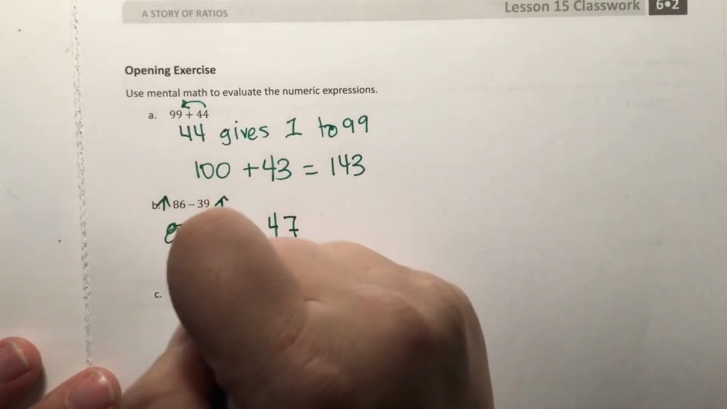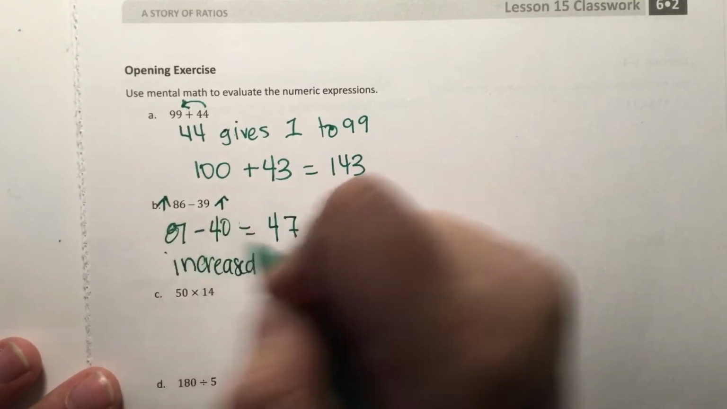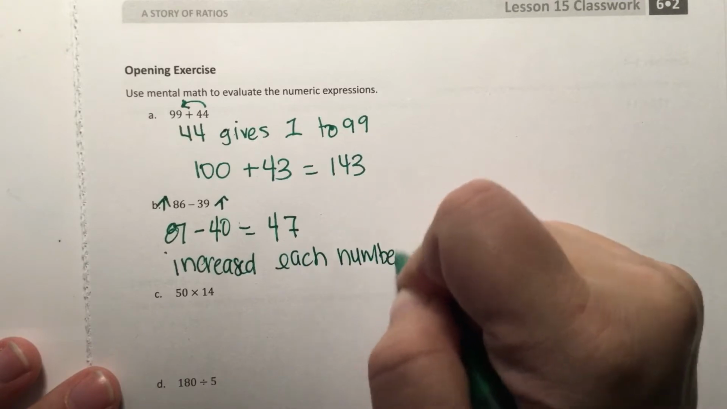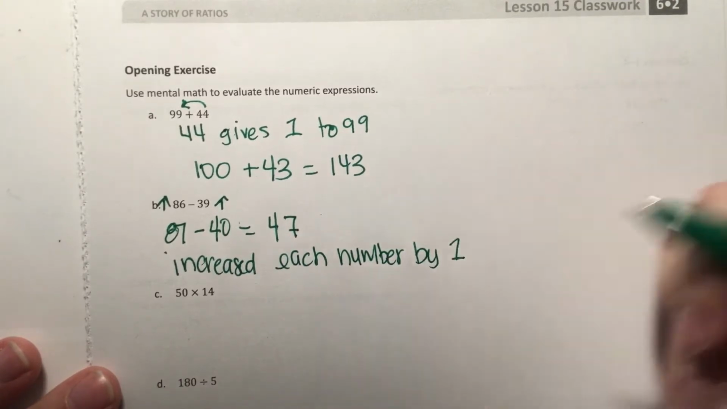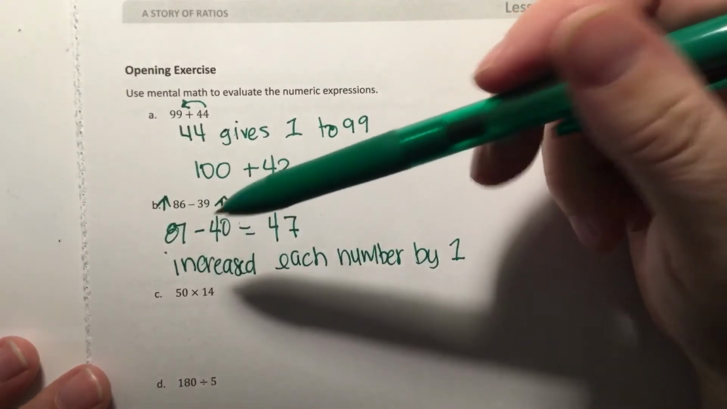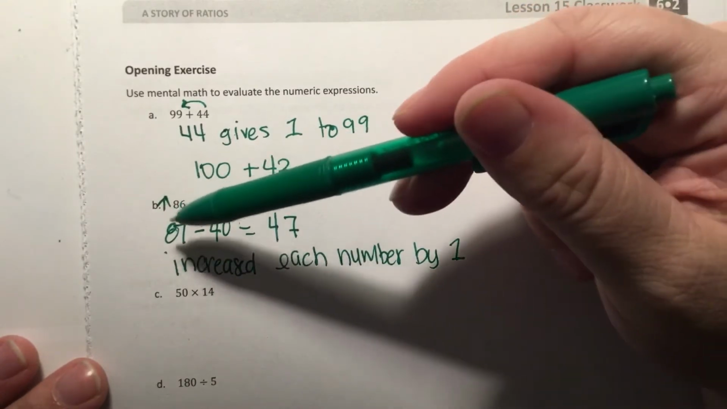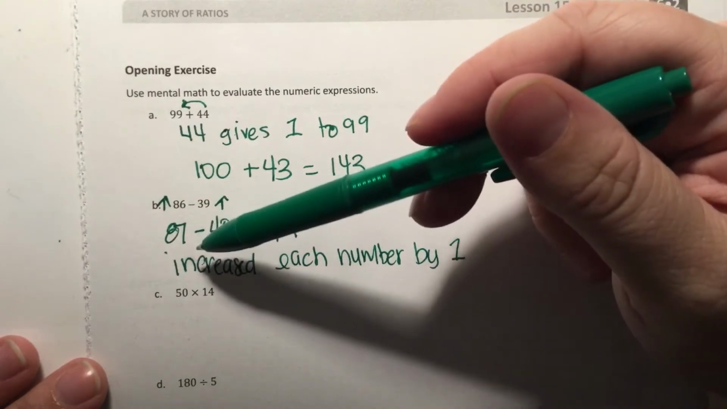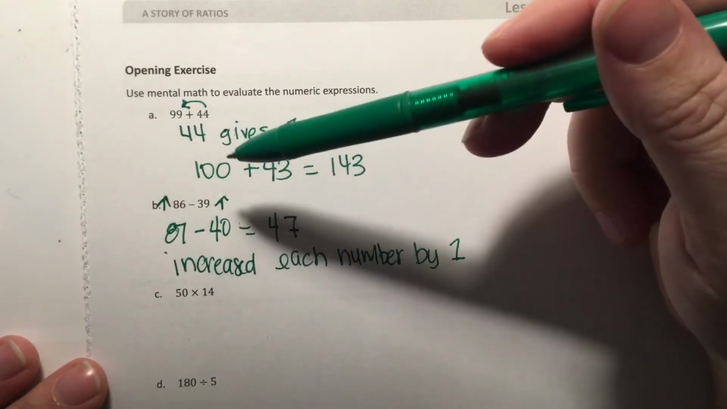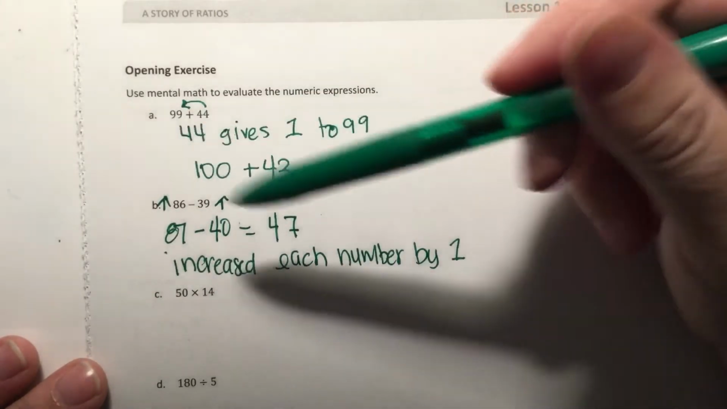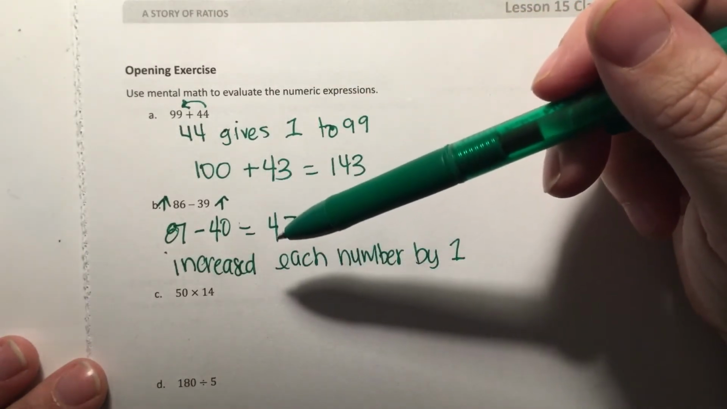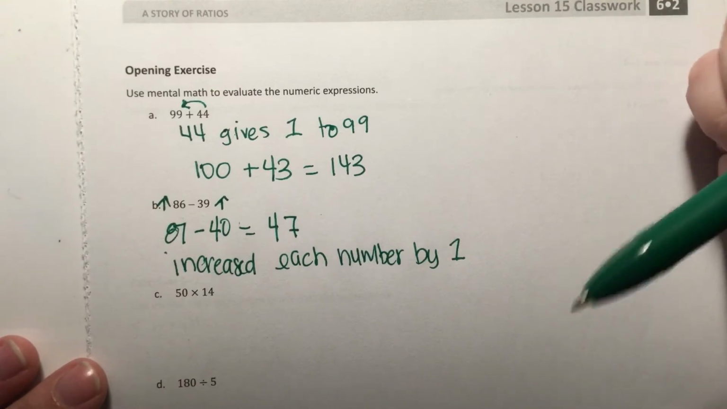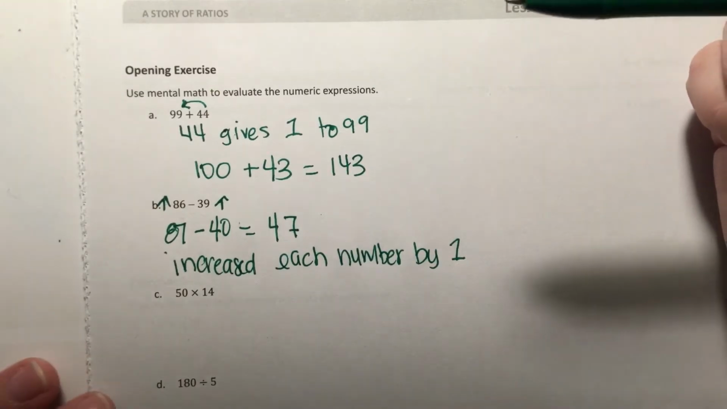So what did we do? We increased each number by 1. Do you guys understand how we're doing that? Because we went up 1 here and we went up 1 here, we're not changing the difference between the two numbers because we increased 1 on both sides, okay? And this just makes it so we don't need a calculator, we don't need scratch paper, we can just do this in our head, okay? 87, take away 40, okay, 47.